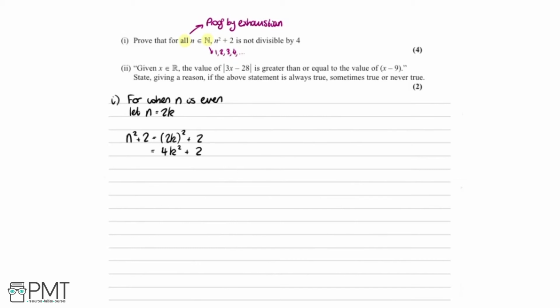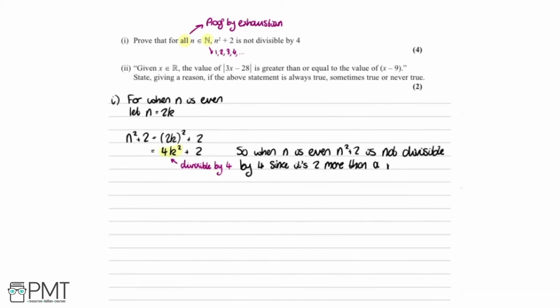And this is good because this actually proves that when n is an even number, it's not divisible by 4. And the reason is because here we've got 4 multiplied by some value k squared, plus 2. We know that this part is divisible by 4 because 4 multiplied by anything is always divisible by 4. However, then we've got plus 2 afterwards. So something that's divisible by 4, then we're going to add 2 on, which isn't divisible by 4. So we know our overall result isn't going to be divisible by 4. Writing this out as an explanation, we can say, when n is even, n squared plus 2 is not divisible by 4, since it's 2 more than a multiple of 4, and 2 isn't divisible by 4.